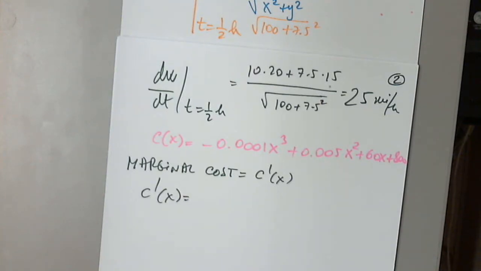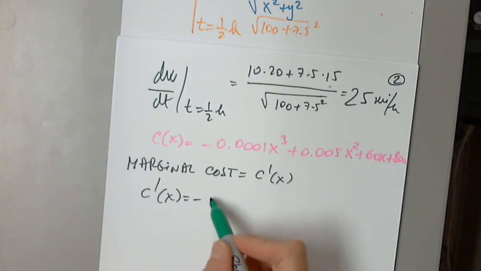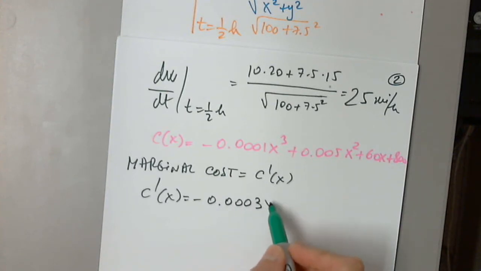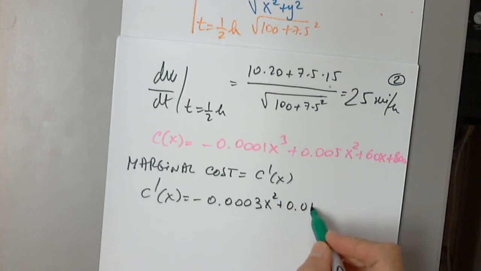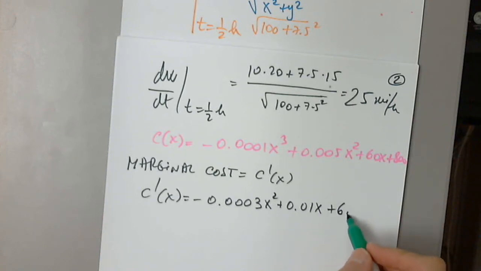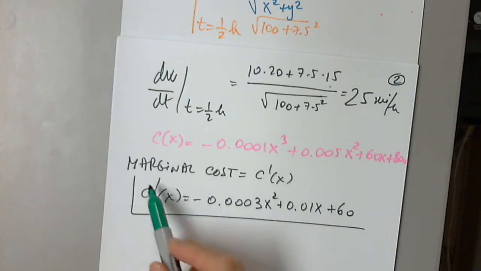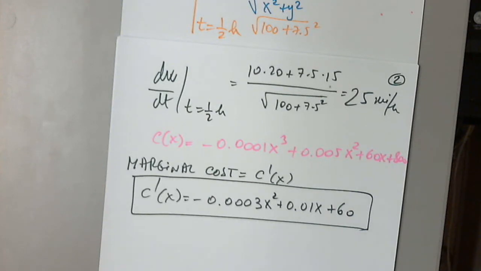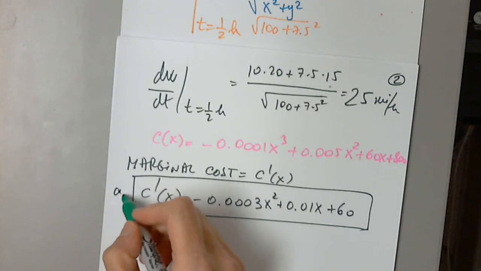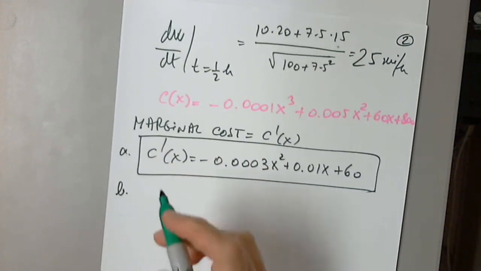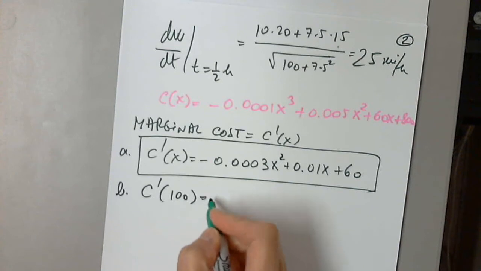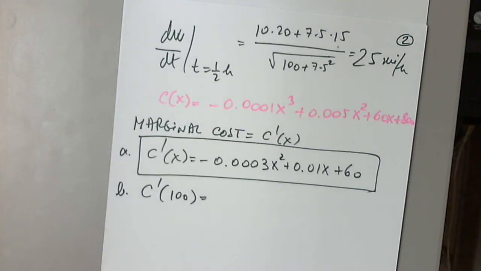The marginal cost is the derivative of the cost function. So this is negative 0.0003 x squared plus 0.01 x plus 60. This is the marginal cost. That was part A. Part B, they're asking us to evaluate it when the number of units produced is 100. We don't have a problem with that. Right? So if you want to give me the answer, I'll put it in.